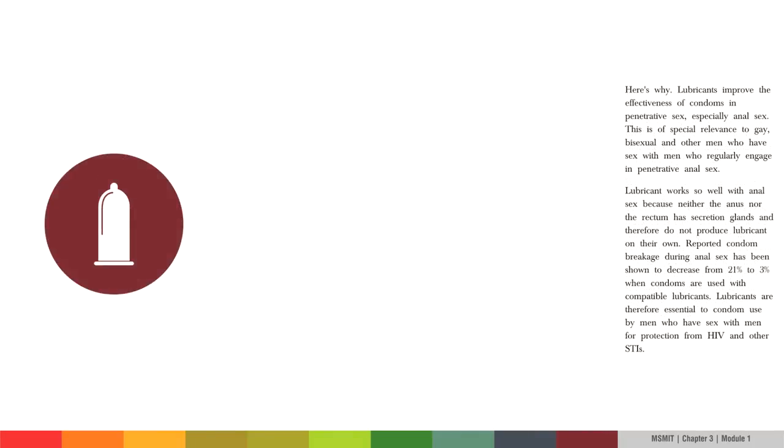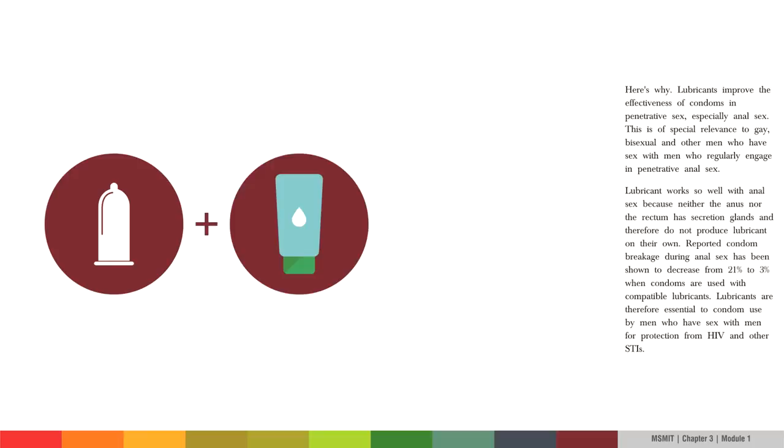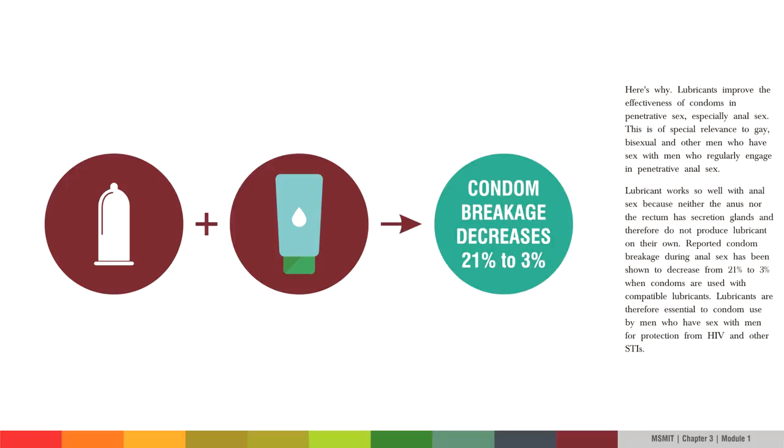Lubricants improve the effectiveness of condoms in penetrative sex, especially anal sex. This is of special relevance to gay, bisexual and other men who have sex with men who regularly engage in penetrative anal sex. The reason why lubricant works so well during anal sex is because neither the anus nor the rectum has secretion glands and therefore do not produce lubricant on their own. Reported condom breakage during anal sex has been shown to decrease from 21% to 3% when condoms are used with compatible lubricants.